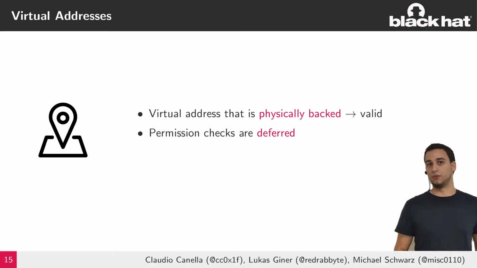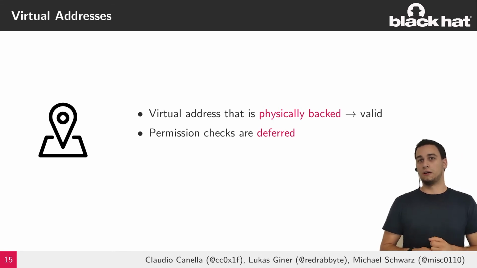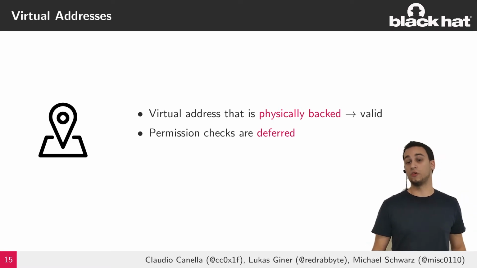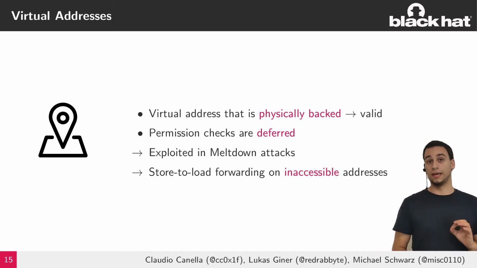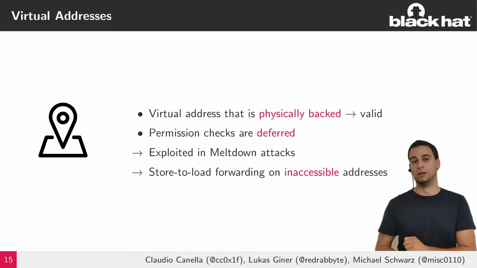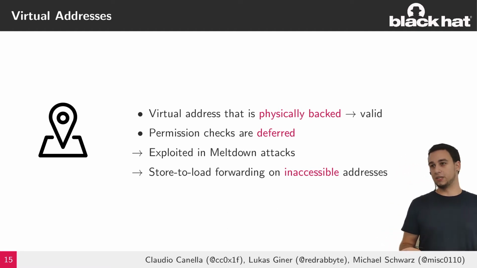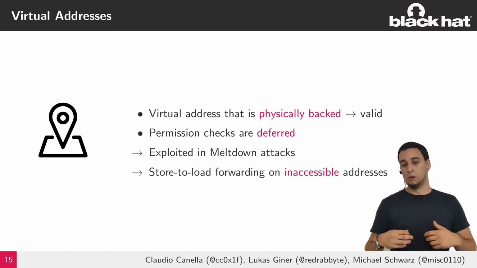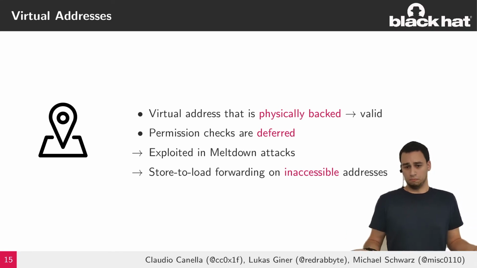The interesting thing that we already know from Meltdown is that permission checks on Intel CPUs are a bit lazy and they're not done up front, but at some point in between. So that's what was exploited in a Meltdown attack. And we want to exploit the same thing. What happens with this store to load forwarding when we store some data to an address and then read it back, but this address is inaccessible? So it's still valid. There's a physical page behind it, but maybe it belongs to the kernel, so we couldn't access it. Does this mechanism still trigger?